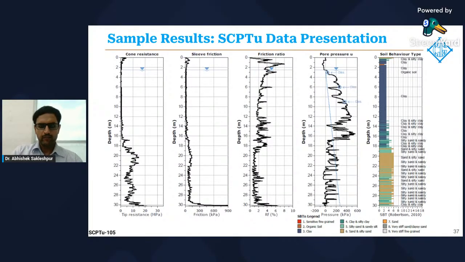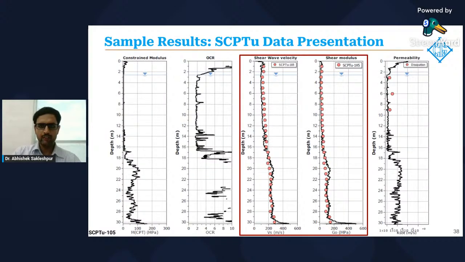Now, when we present our data, usually we present plots of cone resistance, then we have sleeve friction, friction ratio, which is nothing but the sleeve friction divided by your cone resistance. Then we have plots of pore pressure, and then the soil behavior type. So these are standard results that we get with the CPTu, but the benefit of the seismic CPTu is that we can also get measurements of shear wave velocity as well as the small strain shear modulus.